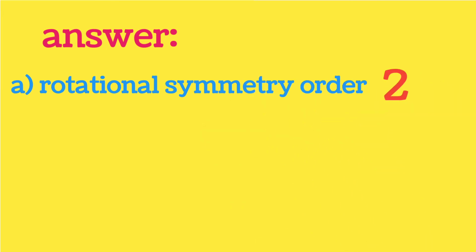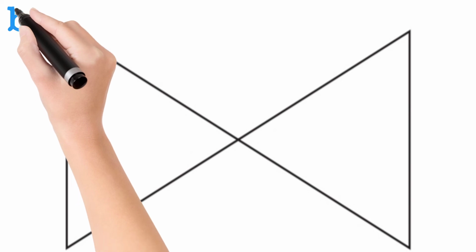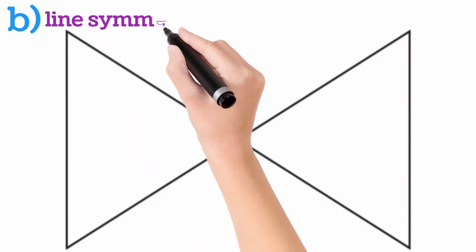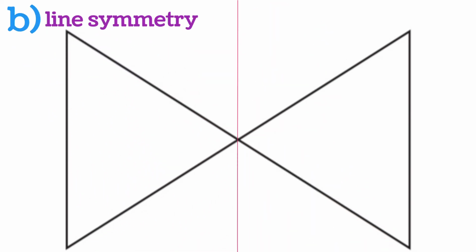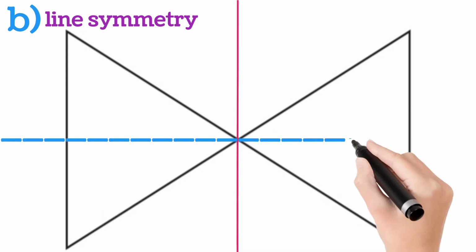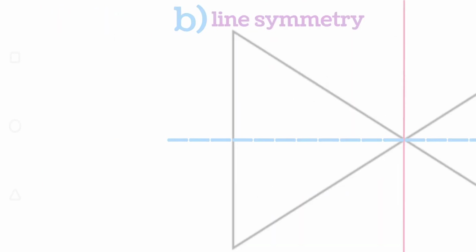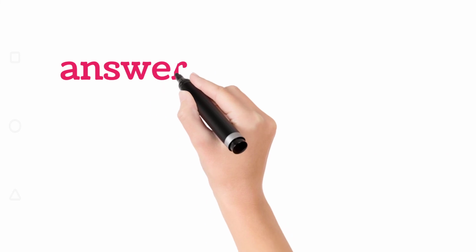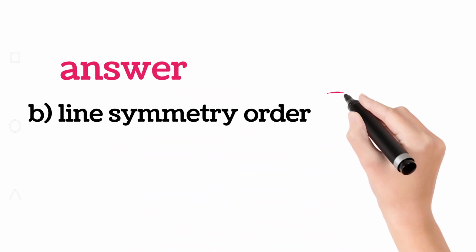And then question B, draw the lines of symmetry, the first one, and then the second one. So the answer is line symmetry order 2. Thank you.